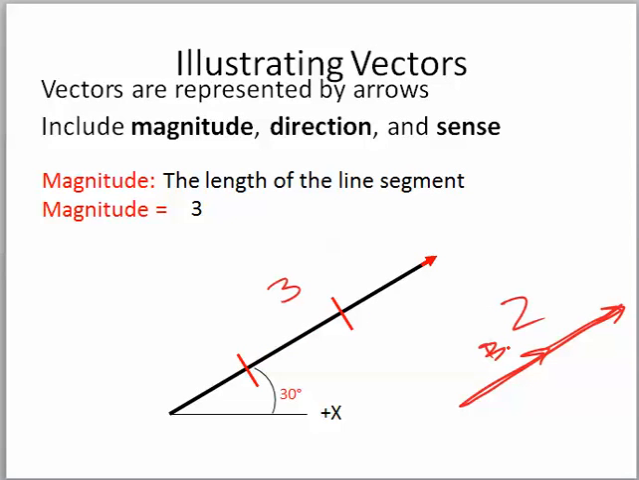We also try to draw them as close to the angle as we can. So the direction here would be 30 degrees, and the sense would be up and to the right. It just makes sense to say it's going up and to the right. When we talk about direction, we'll typically say clockwise or counterclockwise from an axis, whether it's the x-axis or y-axis. That's a little bit different than what we did in physics, but I think you guys will catch on fairly quickly.